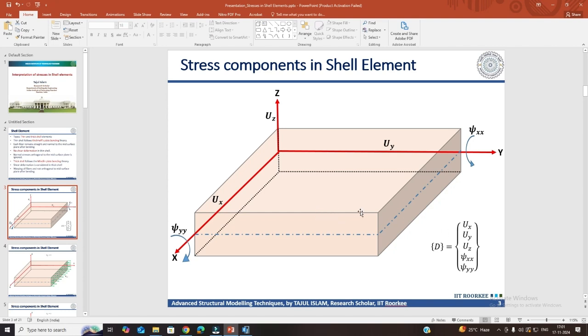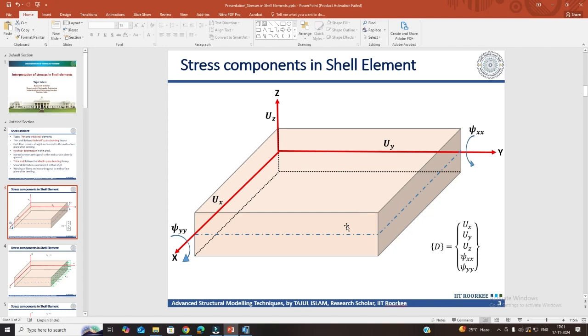What you have to do, you have to determine the displacement at two nodes. Then you have to differentiate the displacement, so you'll get the variation, means strain. Then you have to convert that strain into stress. Indirectly you have to determine the stress. So that is going to be the procedure in solid element.